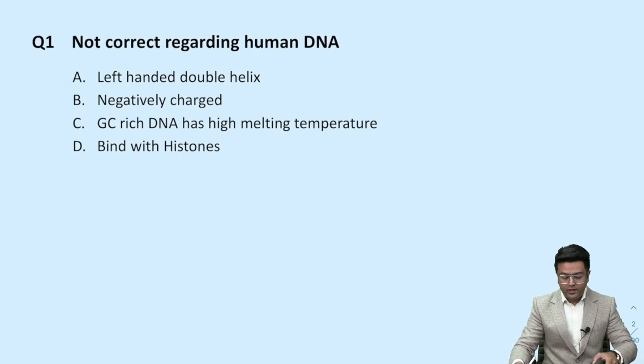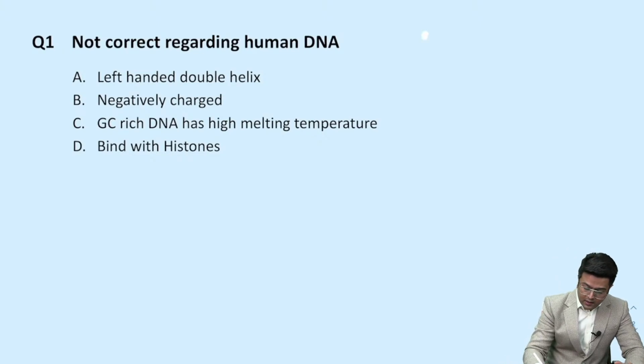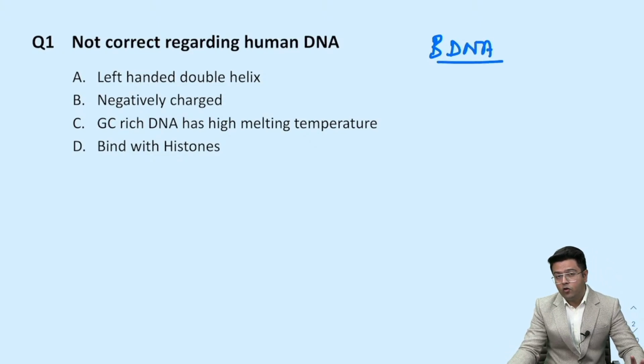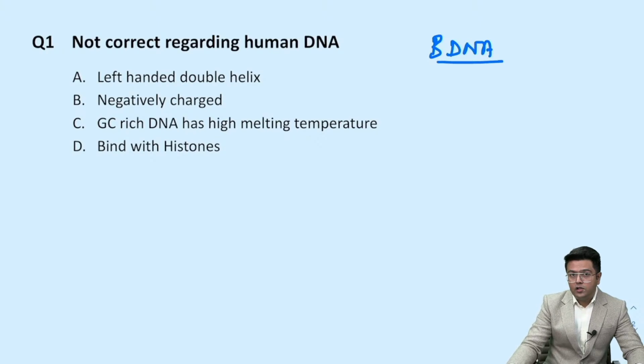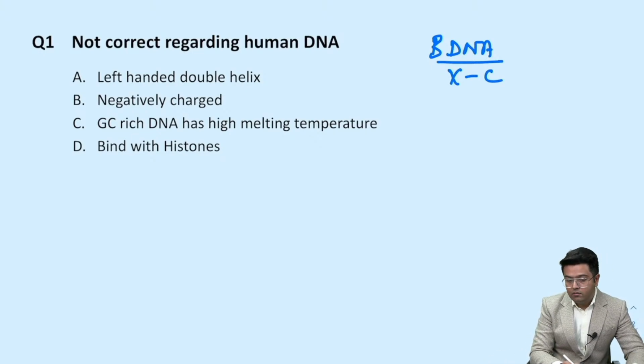Question number 1: which is not correct regarding the human DNA? So guys, normally the human DNA found in our system is the B type of DNA physiologically. That was discovered by Watson and Crick using X-ray crystallography. So what was the technique they used? X-ray crystallography. Now, first of all, it is left-handed double helix. Is it correct? No, it is a right-handed helix. So this is our answer.